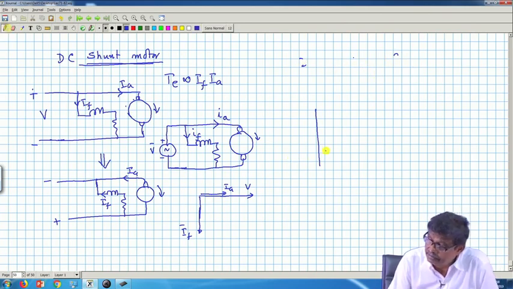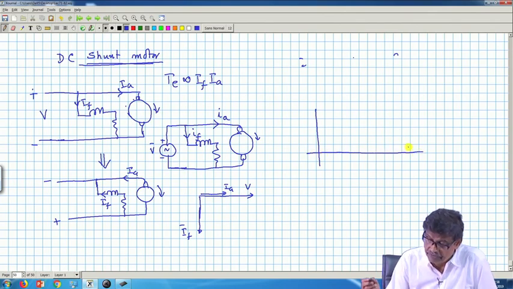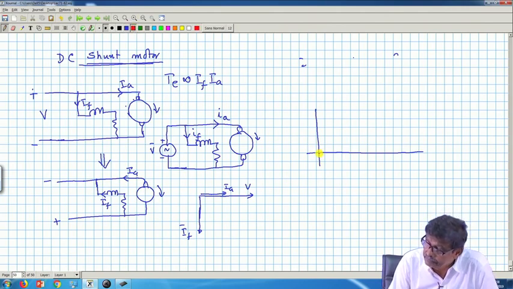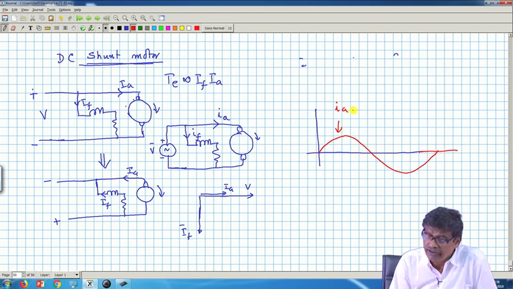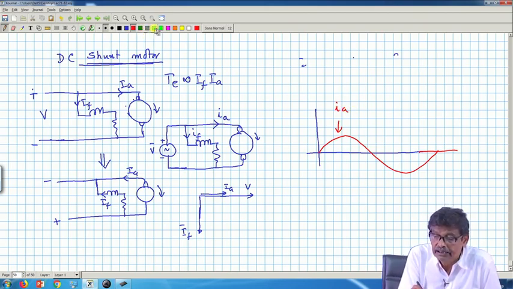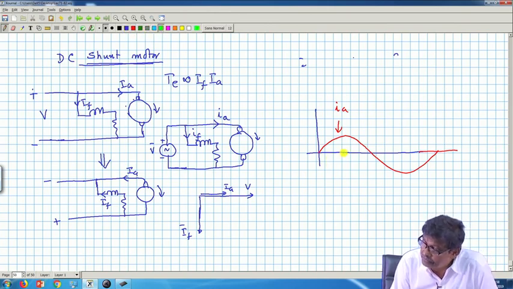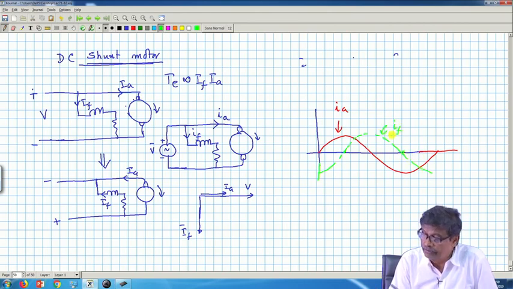So, what will happen is this: if this is the armature current, this is IA, field current will be lagging it here, field current will be 90° lagging the armature current. So, field current will be something like this here, is it not? So, this is your IF, that will be the situation.